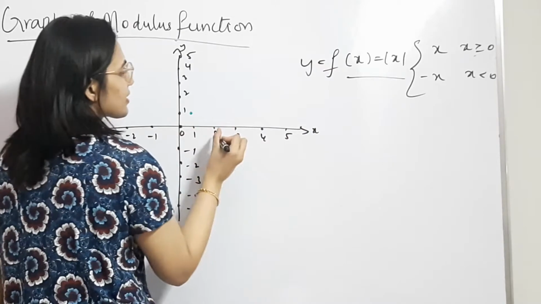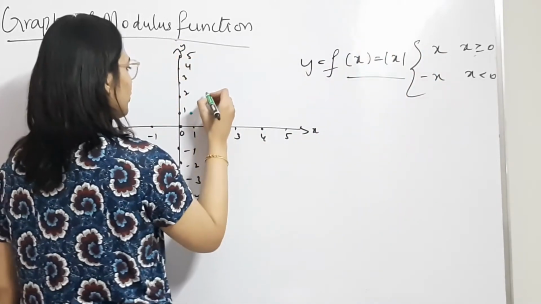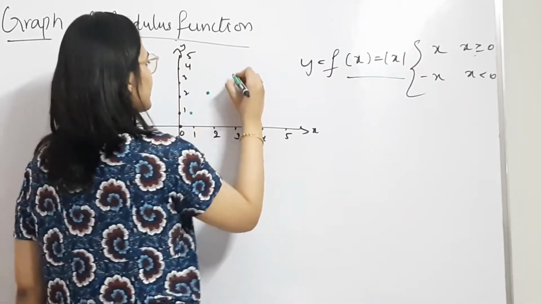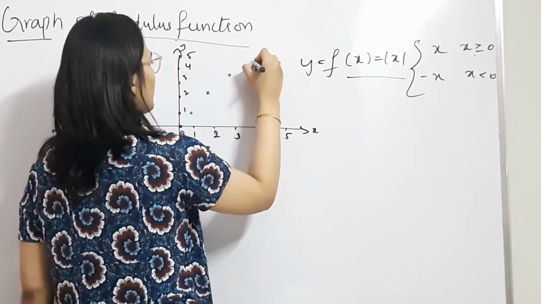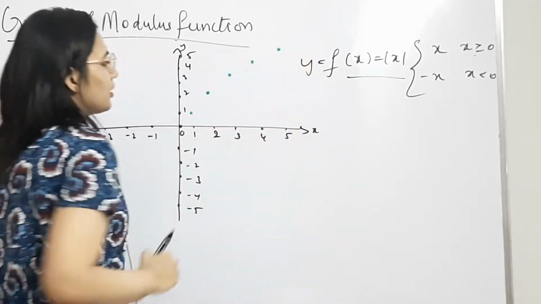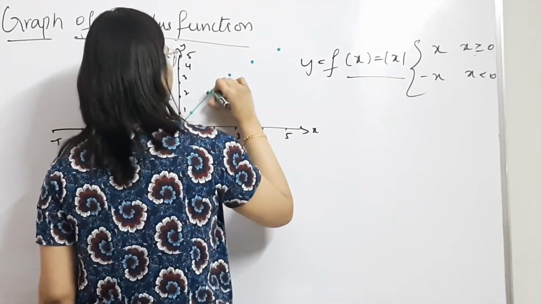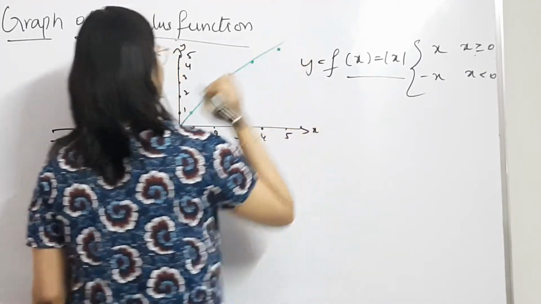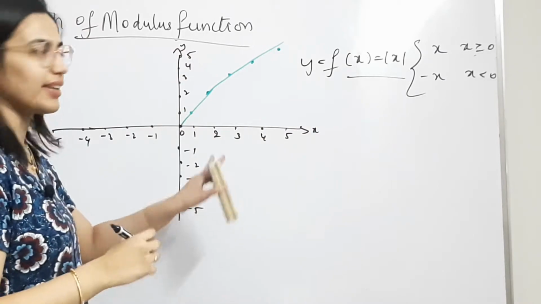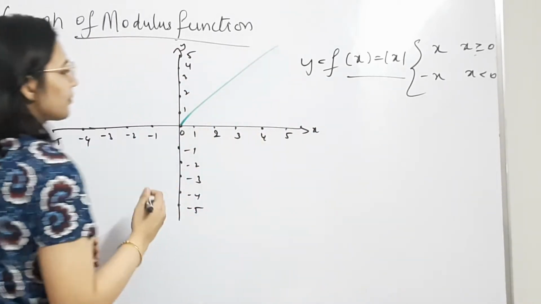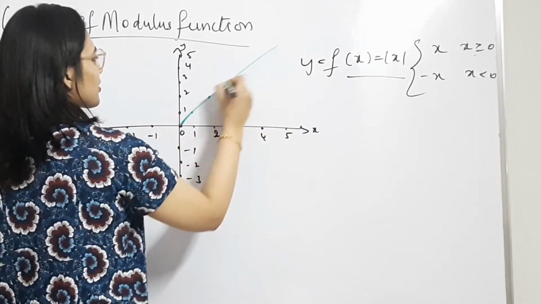Then if x is 2, the value will be 2 here. X is 3, value will be 3 here. X is 4, value will be 4 here. Okay, so this can be drawn as what? This. Assume this is a straight line, just drawing freehand. Okay, just assume that this is a straight line.